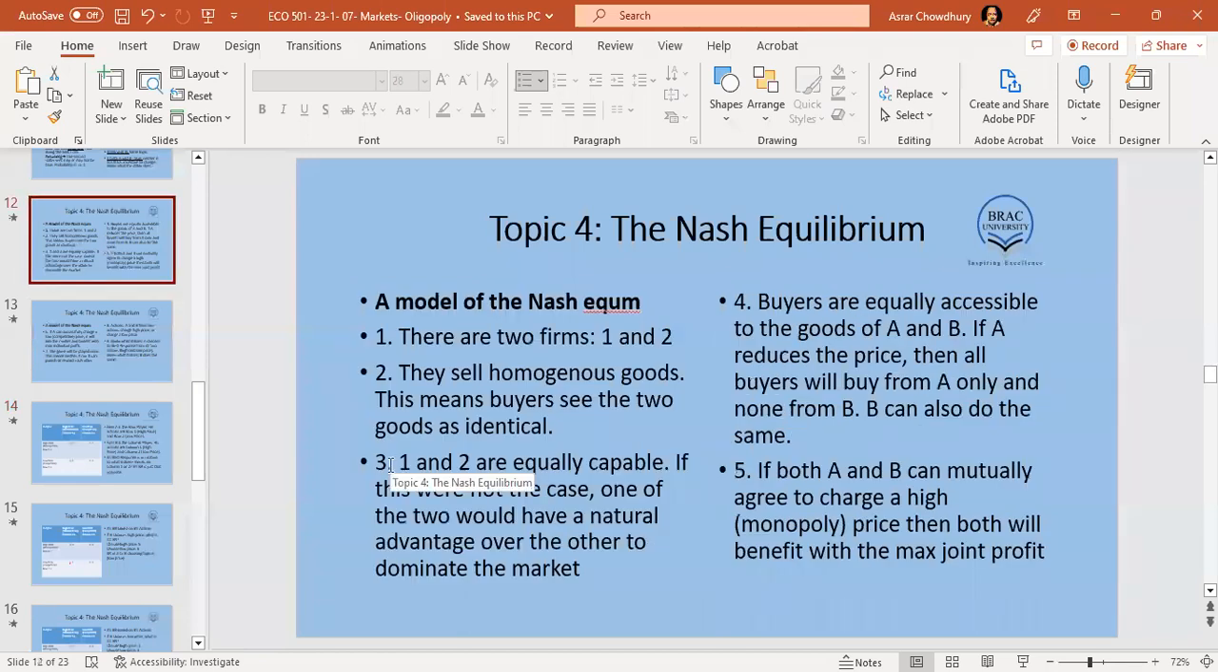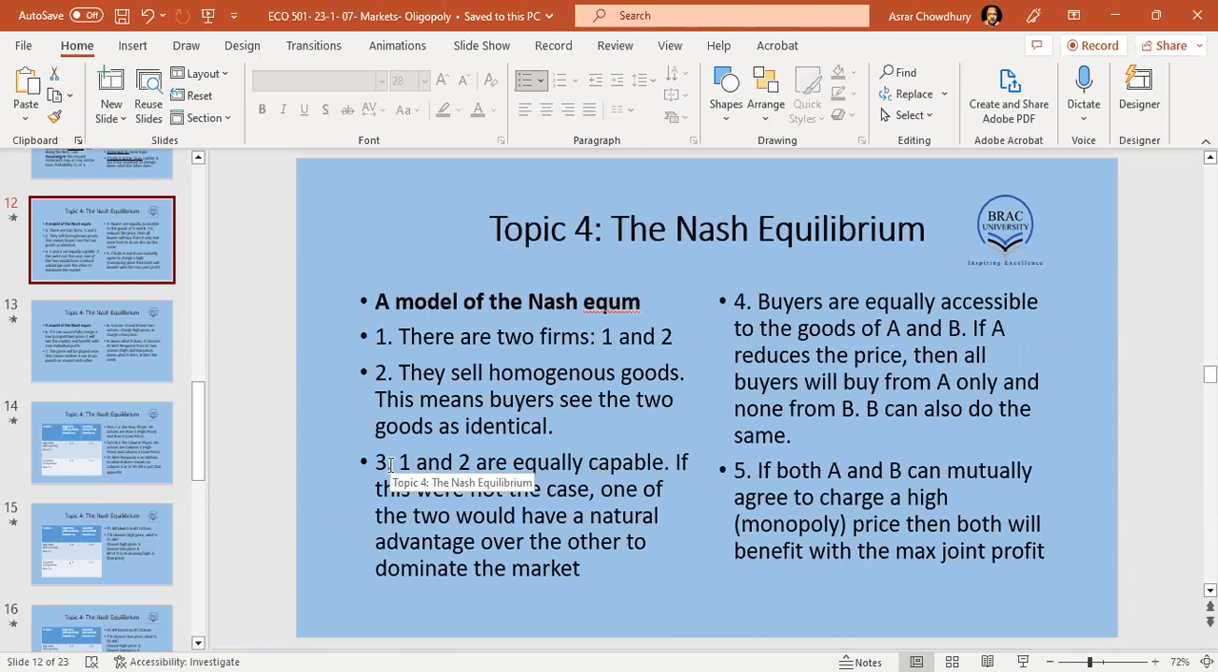So there are two firms. If buyers have equal access to your good and my good, and if we are selling homogeneous goods, তাহলে কি হবে? If I can sell at a lower price, all the buyers will buy from me. They won't buy from you, right? Yes sir. So the opposite is also true. If you can undersell, then everybody will buy from you. They will not buy from me.